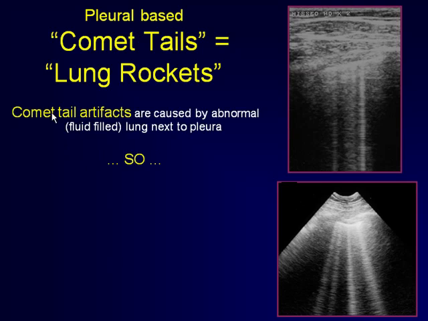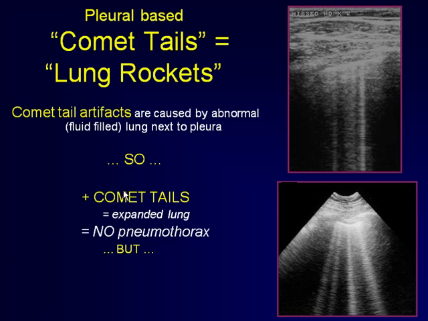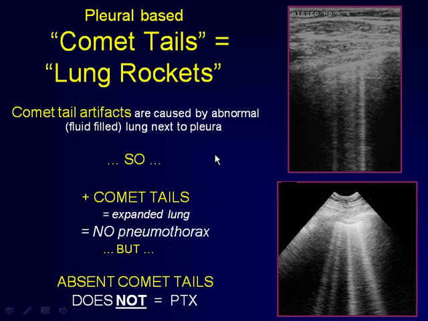So, while comet tail artifacts are caused by abnormal fluid-filled lung next to the pleura, even though this is an abnormality with respect to the lung, it actually means there is no pneumothorax. So when you're focusing on whether or not there's pneumothorax, these things help you rule it out. But since many people have non-diseased lung, the absence of comet tails does not mean that you have a pneumothorax. So presence of comet tails means that you can rule out pneumothorax.